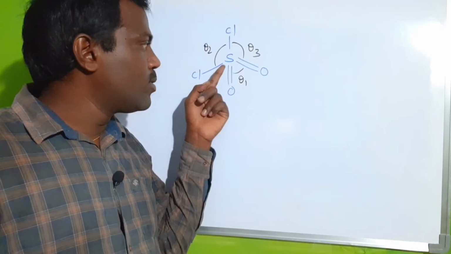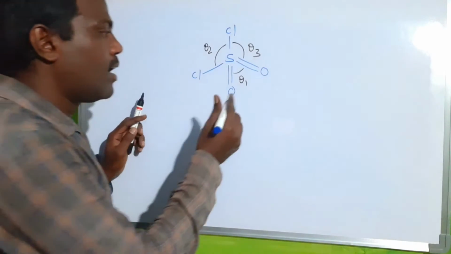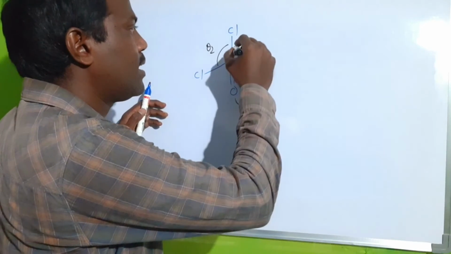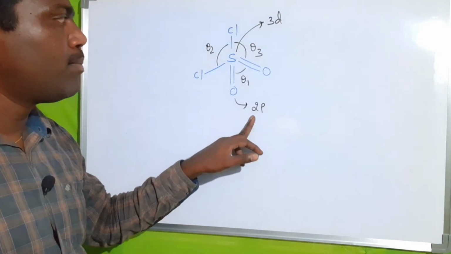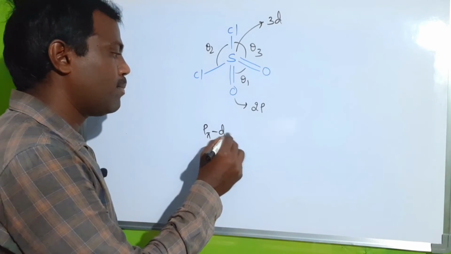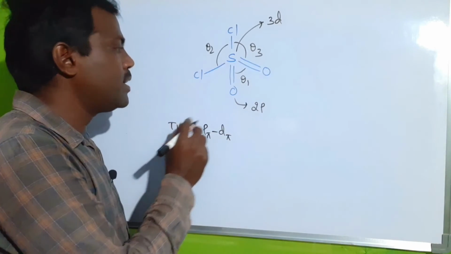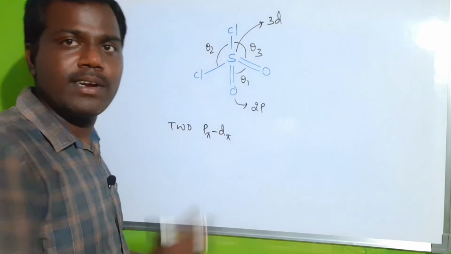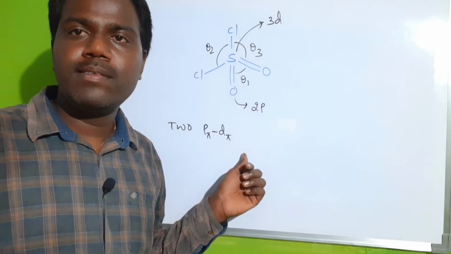In the SO2Cl2 molecule, there is a pi bond between sulfur and oxygen atoms. The oxygen 2p orbital and the sulfur 3d orbitals combine to form pi bonds between sulfur and oxygen. So a p pi-d pi bond will exist between sulfur and oxygen. How many p pi-d pi bonds are there? There are 2 S=O double bonds, so there are 2 p pi-d pi bonds in SO2Cl2. They gave p pi-p pi and p pi-d pi, so that statement is false.